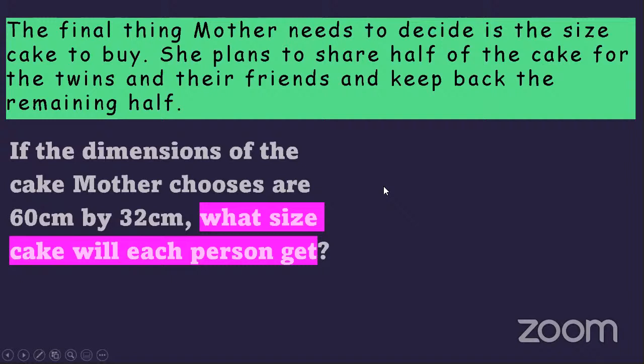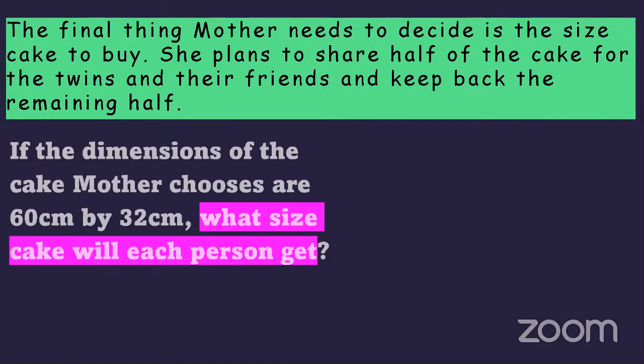So the final thing that mother needs to decide is the size of the cake to buy. You know, when people are planning a party, they wonder, will this cake share for everybody? Will that cake share for everybody? And so on. So mother needs to decide on the size of the cake.